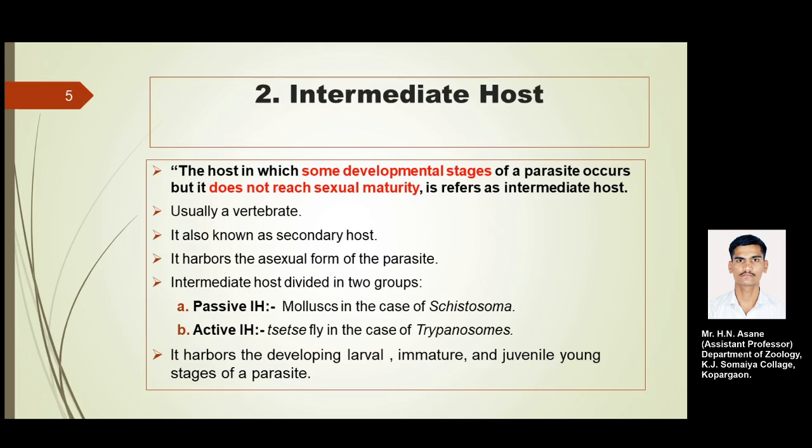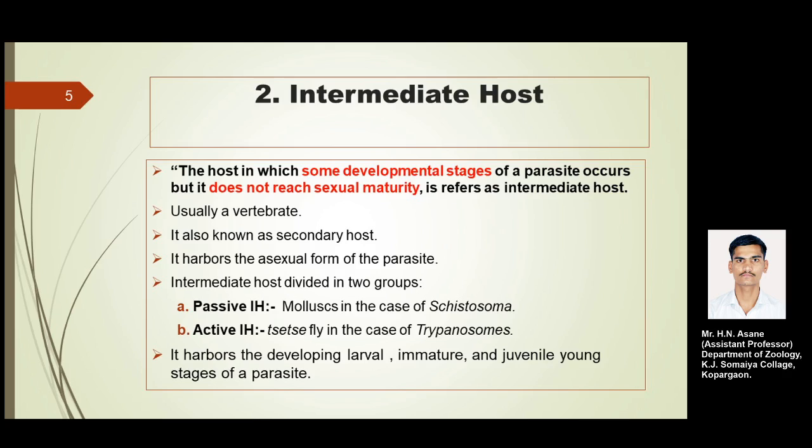And the second type is the active intermediate host. The fly is one, in the case of the trypanosomes. So the fly will be the intermediate host for trypanosomes, and the mollusk will be the intermediate host for Schistosoma. It harbors the developing larvae, and these developing larvae are the immature, juvenile, young stages of the parasites.